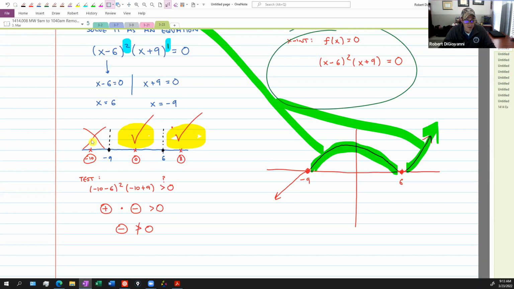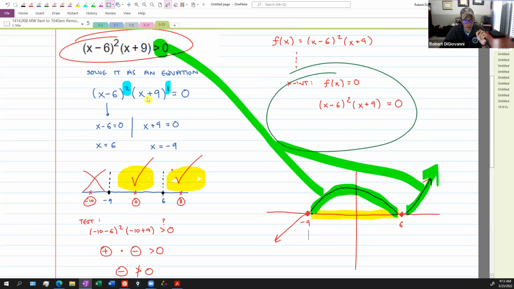Now I need a final answer. My final answer should be some interval. So do we all agree that between -9 and 6, our graph is above the x-axis, right? Above. What about at -9? At -9, isn't my graph touching the x-axis? So it is equal to 0, right? Am I solving equal to 0 on this inequality? No, right? It has to be strictly greater than 0.